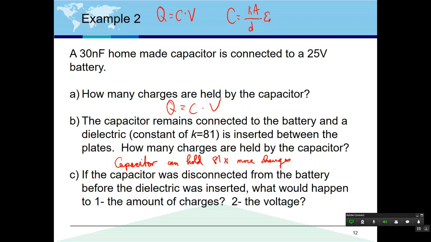If you only had C, you did not have the voltage at all? No, then you don't have enough information. You can say that if you only had C, and if I told you 81 times that, you can just say the capacitor now has 81 times more charges, right? But you won't be able to quantify exactly how many charges, because that'll depend on the voltage.